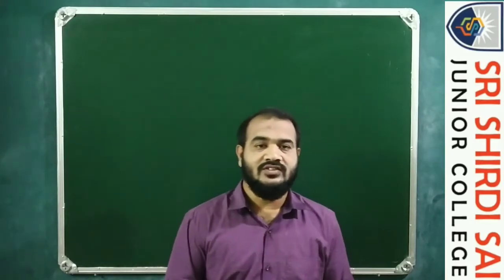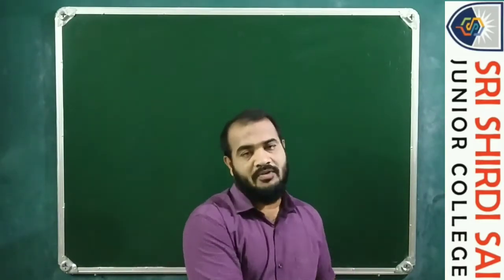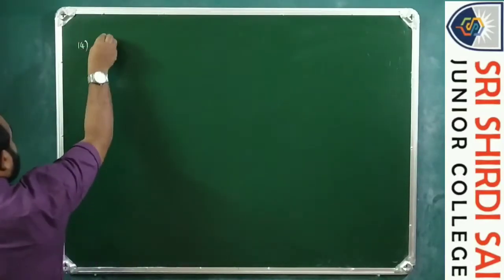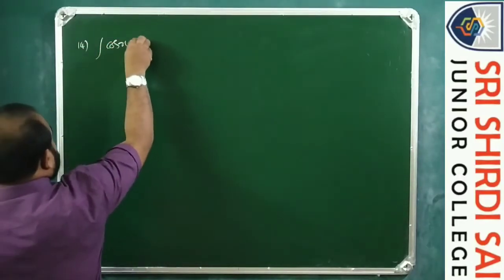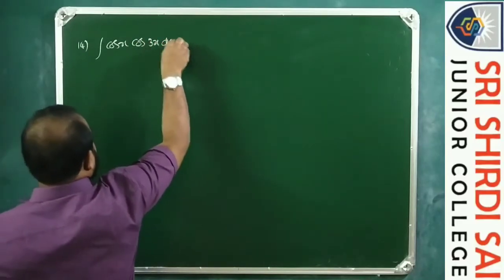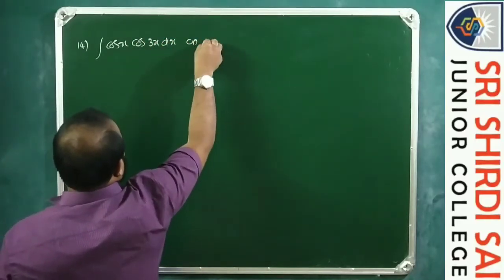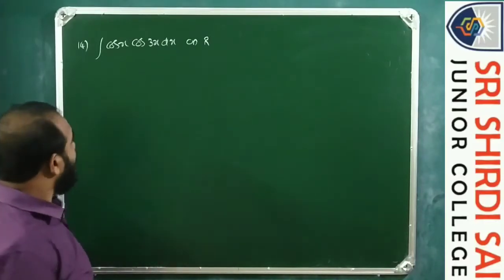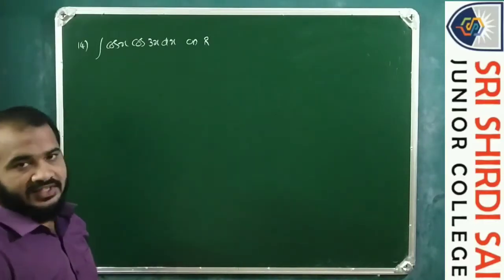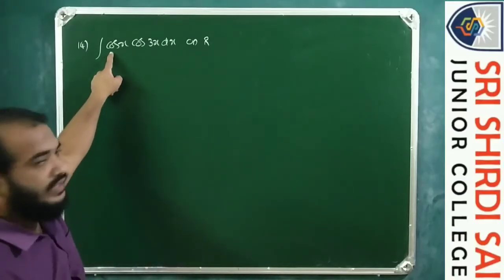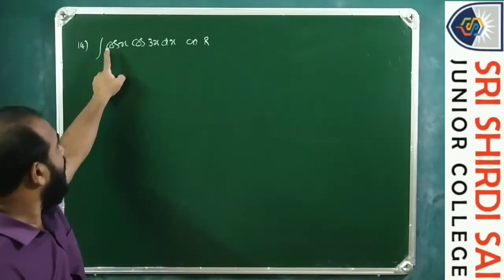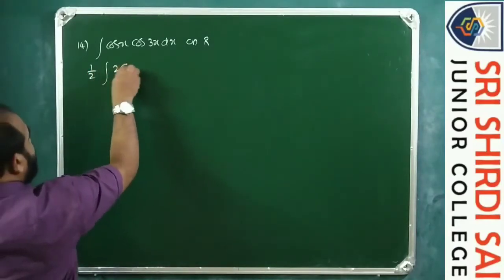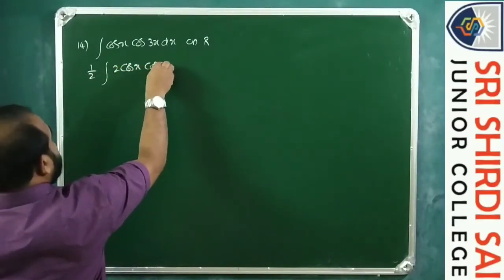Good morning students, let us continue from where we stopped in the previous video. The 14th question is integral cos x into cos 3x dx on R. As we have seen before, all that we need to do is multiply and divide by 2. So this is 2 cos x into cos 3x dx.